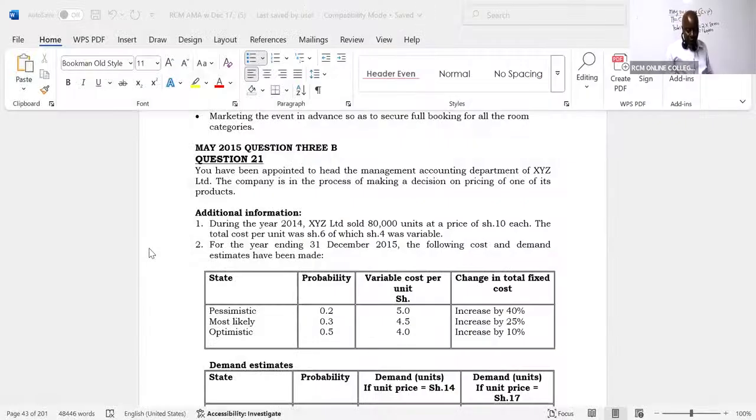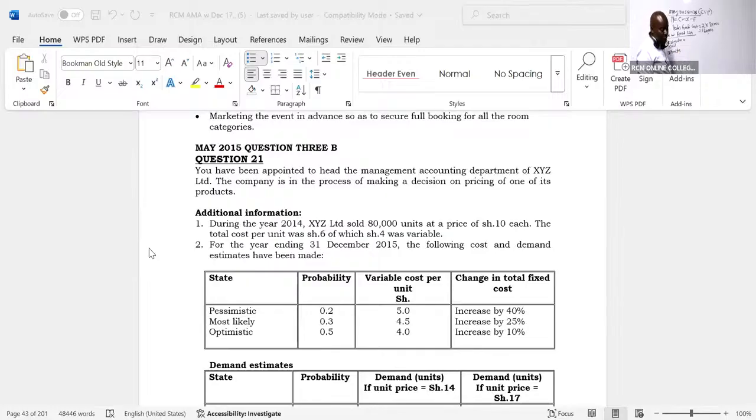So we are told there, for the year coming now, 2015, the following cost and demand estimates have been made. So you can see we have 3 states versus probabilities versus variable costs. Then you can see the change in fixed cost. So I would want to know the new fixed costs given the 3 states. So we have here pessimistic, most likely, and optimistic. So what have they told us about pessimistic?